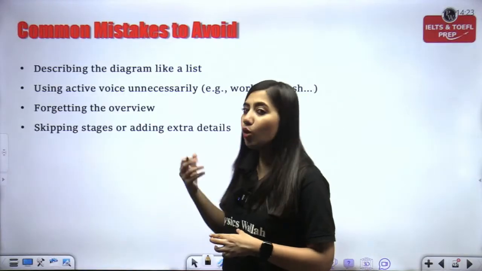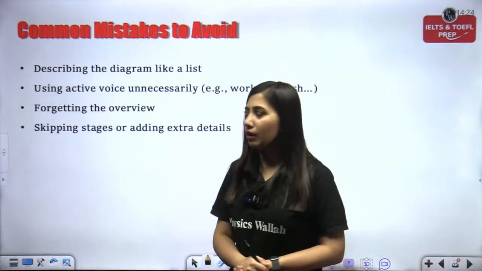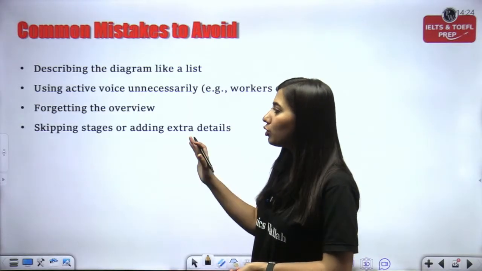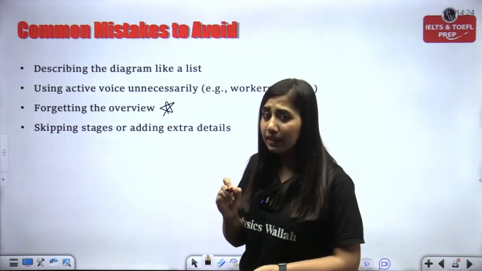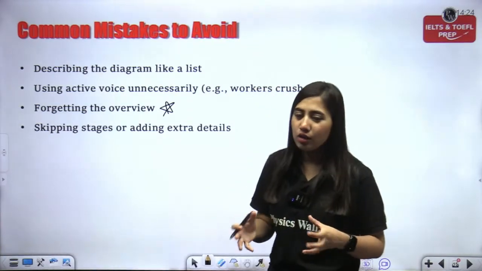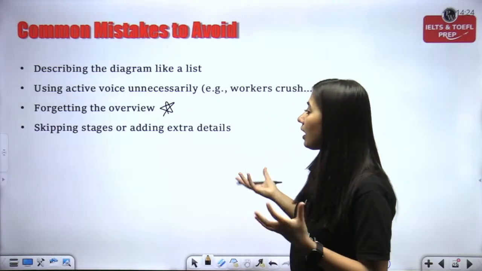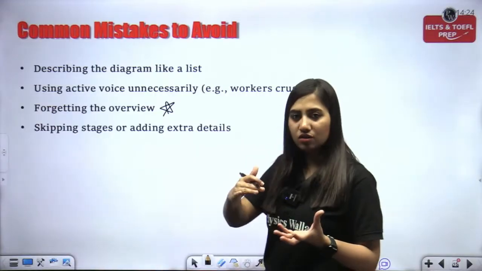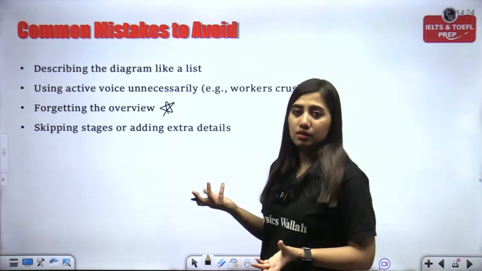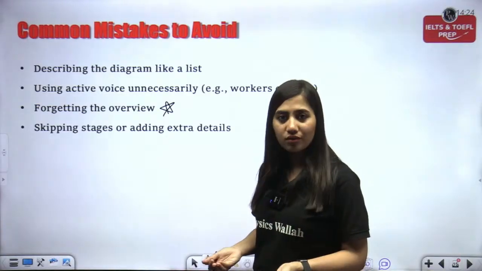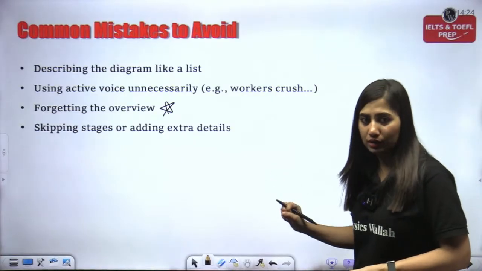Understood? Forgetting the overview. You are not writing your overview paragraph. Again, it's a very big mistake you can make, because the overview gives clarity to the reader. It shows what is happening, and whether the person writing this report has understood what's happening or not. Next, skipping stages or adding extra details. You're skipping stages which are very crucial. You can't skip any stage here. And adding extra details. You're not supposed to add anything of your own. So these are some common mistakes in process diagrams which you must always avoid.